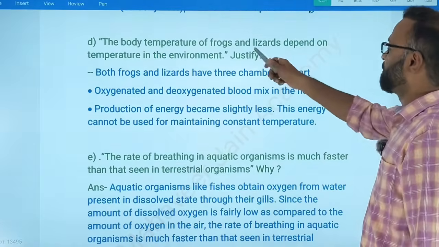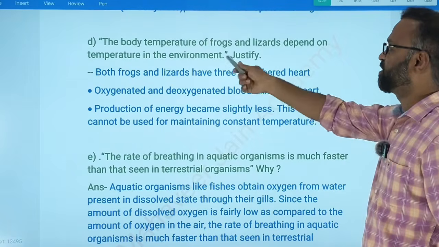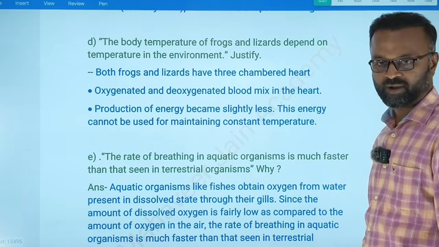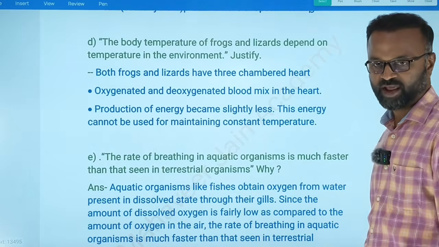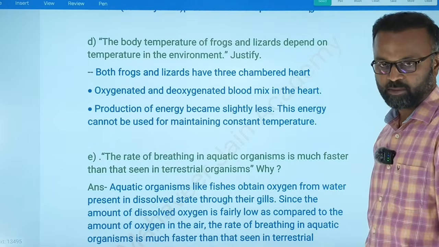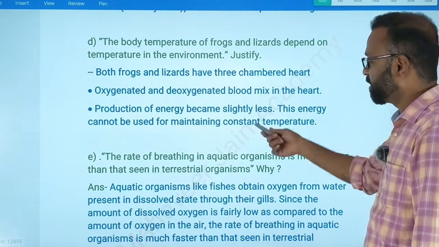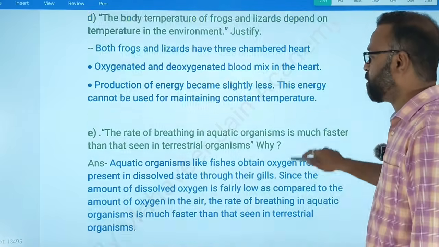Again the same. The body temperature of frogs and lizards depends on the temperature of the environment. Justify. Why? Because those are cold-blooded animals. They will not maintain a constant body temperature as the oxygenated and deoxygenated blood is mixed, as they have a 3-chambered heart. That's what they are given there. You can take the screenshot. Already we discussed. One more question.